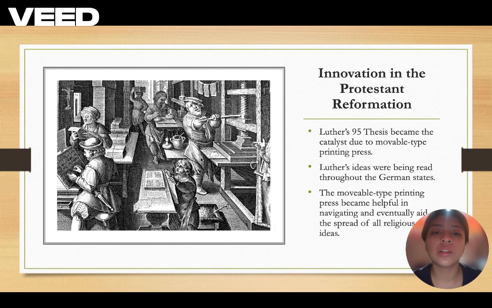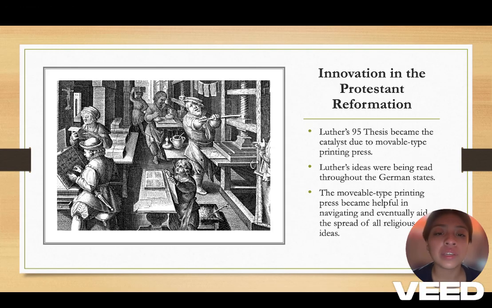So, fun fact, one of the innovations that helped Martin Luther to actually write the 95 Theses was the movable type printing press. Luther's ideas were being read throughout the whole German states, and not only his, but other individuals who wanted to promote their religious beliefs were able to spread it through this amazing innovation of the moving type printing press. As you can see in the picture on the left, this is what the moving type printing press looked like.